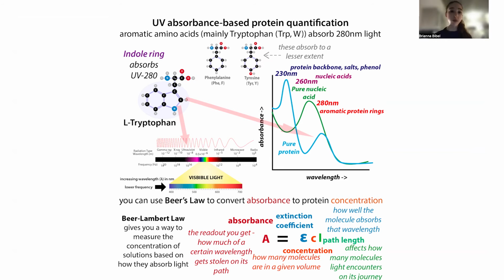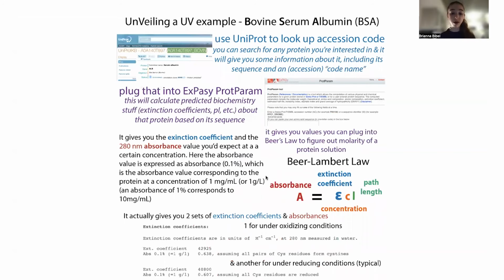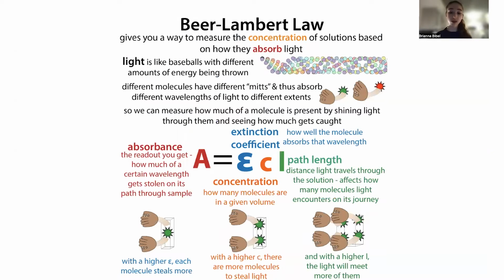And so you can use software like ExPASy ProtParam to figure out what the extinction coefficient is, basically how much light loss corresponds to how much protein, because the more protein you have, the more light is going to get stolen. And therefore you can use that relationship to calculate how much of the protein was in there based on how much of the light was stolen.